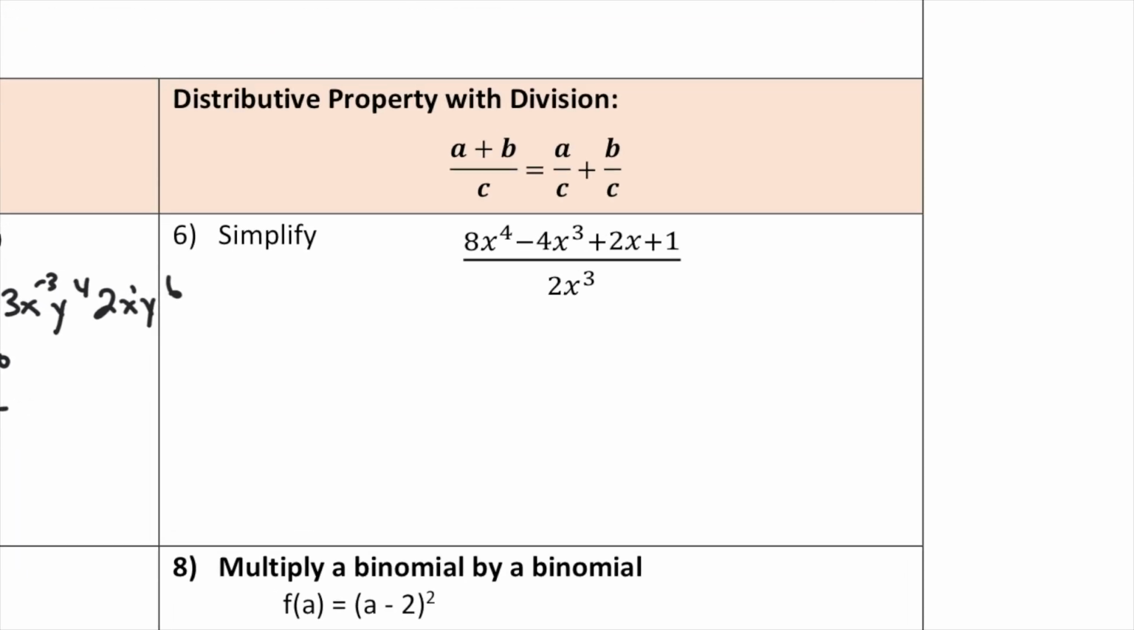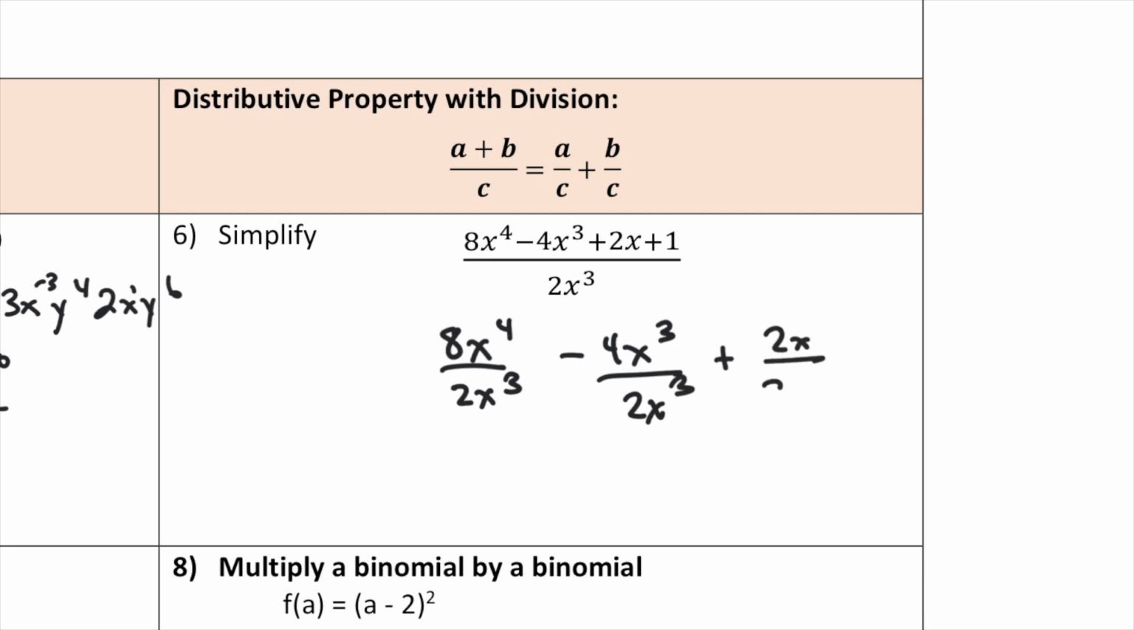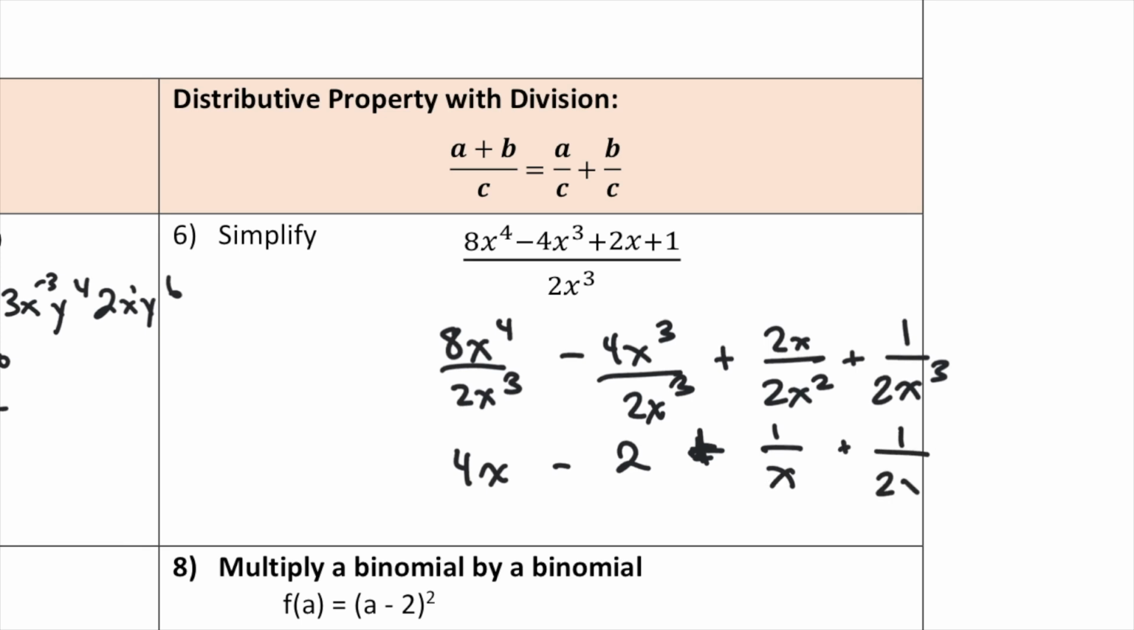For division, you're going to distribute 8x to the 4th over 2x cubed minus 4x to the 3rd over 2x cubed plus 2x over 2x cubed plus 1 over 2x cubed. All right, simplify. We have a 4x minus, oh, came out to be 2. The next term is plus 1 over x. Lastly, plus 1 over 2x cubed.